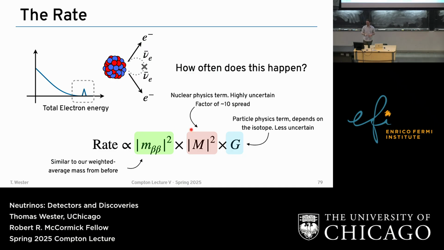There are a couple other components here. So this one has to do with nuclear physics. And it turns out that nuclear physics with very large nuclei is very hard to do. So there's a big uncertainty here that comes from calculating this nuclear matrix element term. The last term here is just a particle physics term. It's less uncertain, but it does depend on the isotope. So if you have a heavier isotope, the rate can be increased versus a lighter isotope.